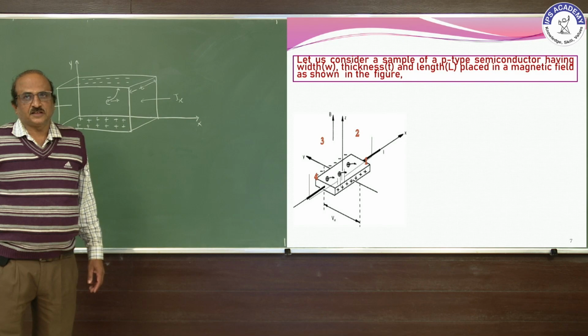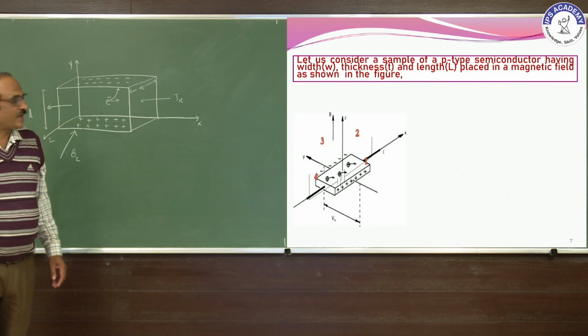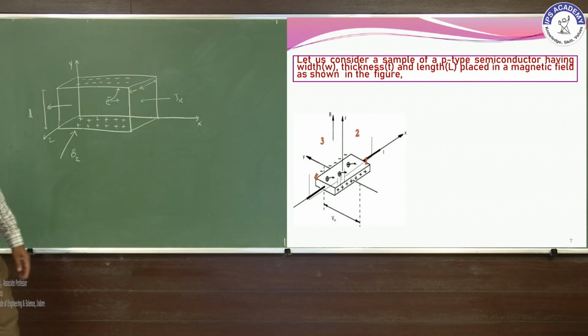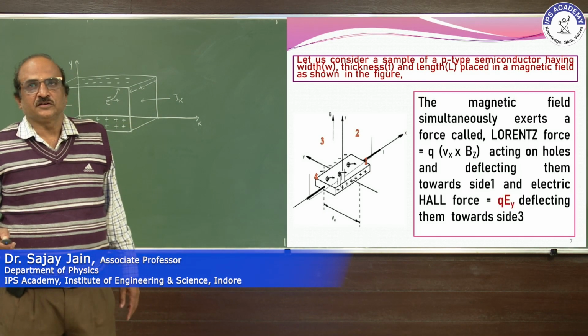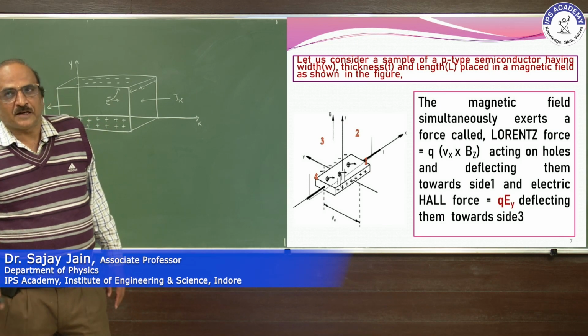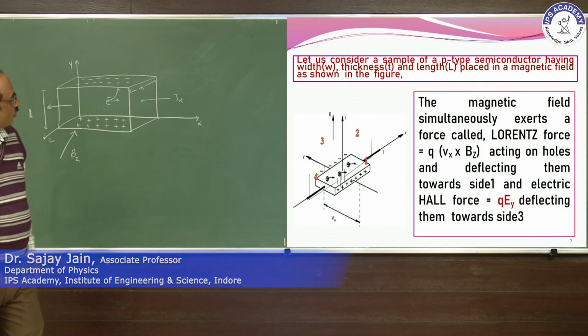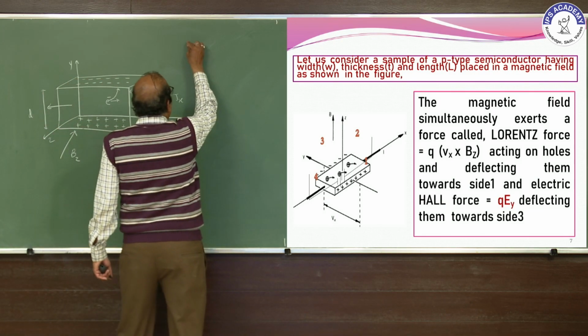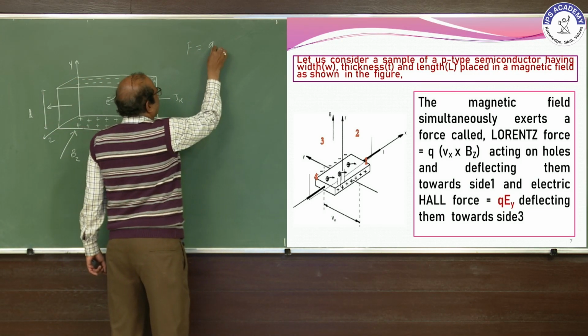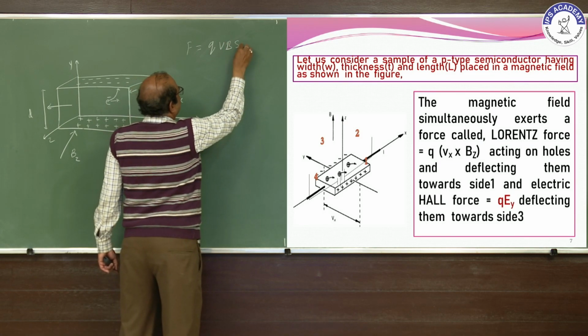So let us consider a sample of P-type semiconductor. We are taking here N-type or P-type. We can take a thickness, width. The magnetic field simultaneously exerts a Lorentz force QVB sin theta, as you know, Lorentz force is always QVB sin theta.